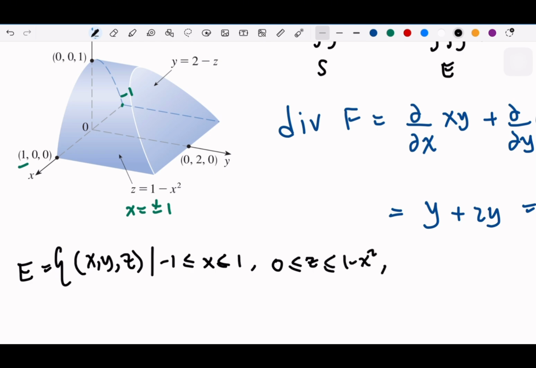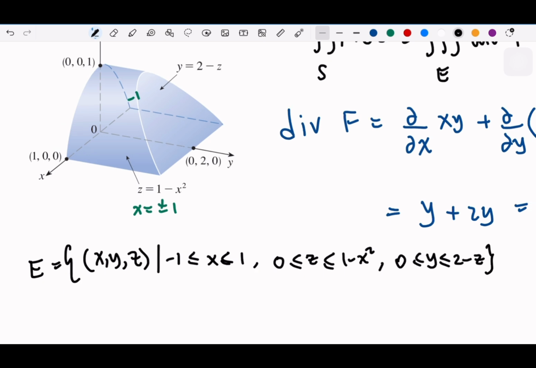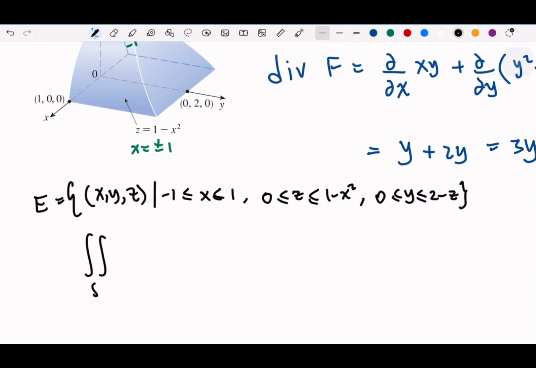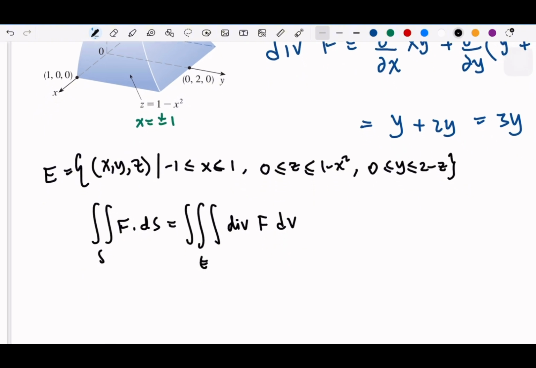And lastly, the function of two variables will be the y, so y as a function of two variables x, z. So this will be y equals zero, because this is the plane of y equals zero, right? So that will be taking this to 2 minus z. Okay. All right. Now taking that into surface integrals, F dot dS, we have this is E, and then div F dV.